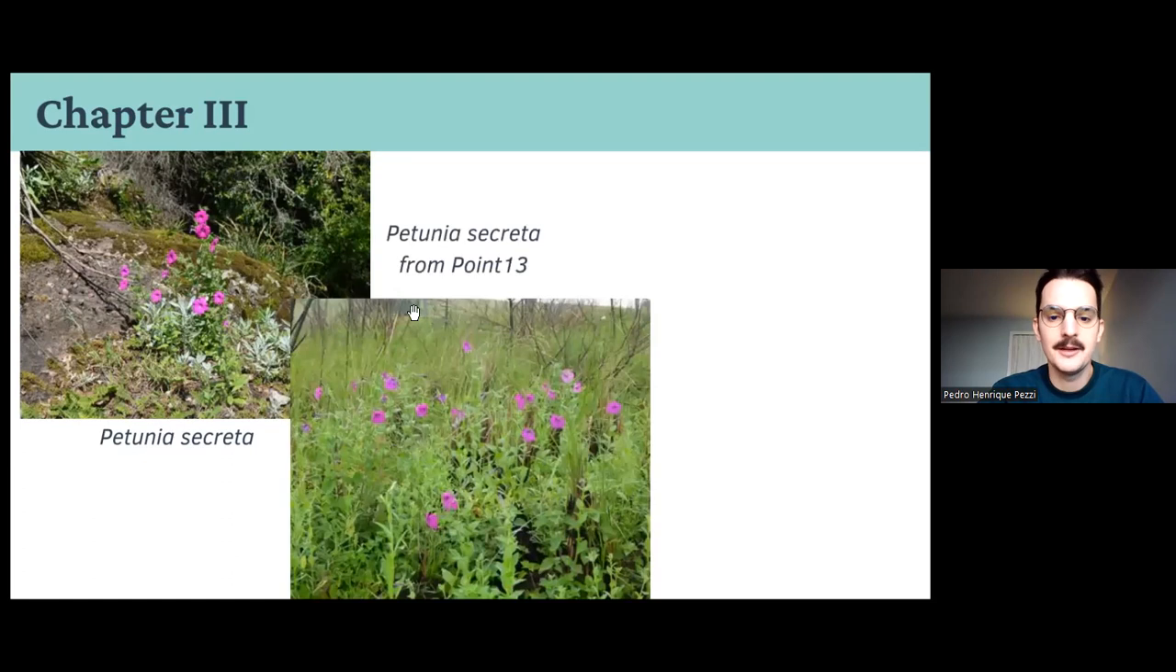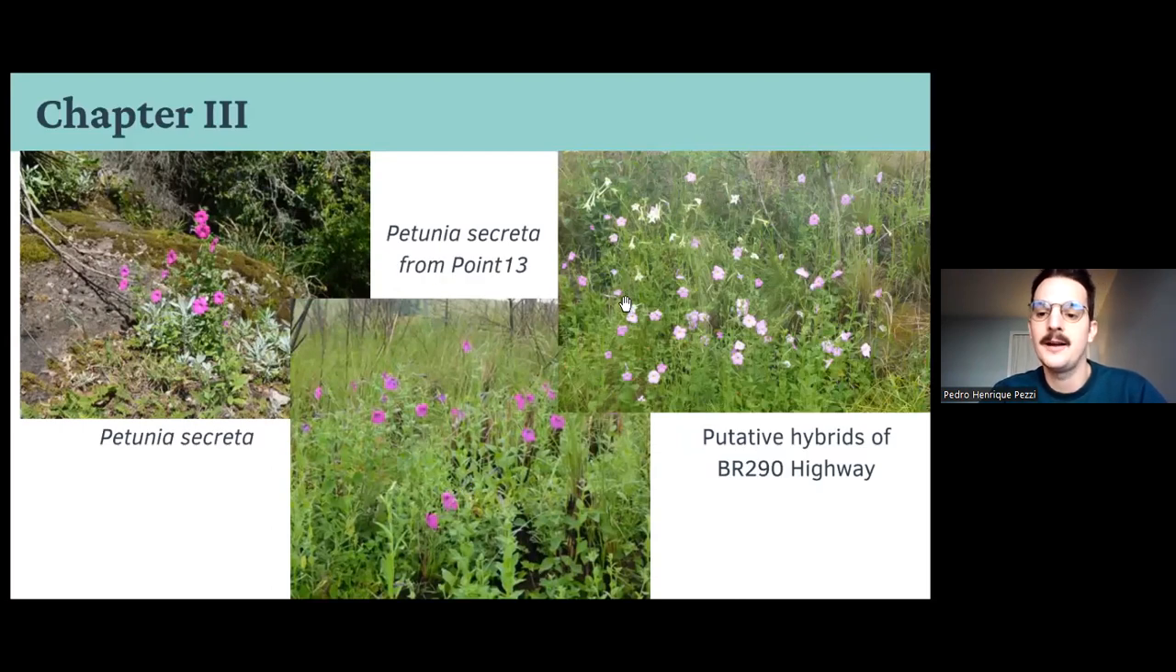And then we have this other population that occurs close to it, but not in the place that we would expect. And it has a much higher number of individuals than we would expect. Here we can find more than 500 individuals in this population. And the individuals are much taller than the canonical Petunia secreta. And these are the individuals that we find in this putative hybrid. So the color is very different, although we have some purplish flowers. So that's why we included all of these Petunia secreta lineages.